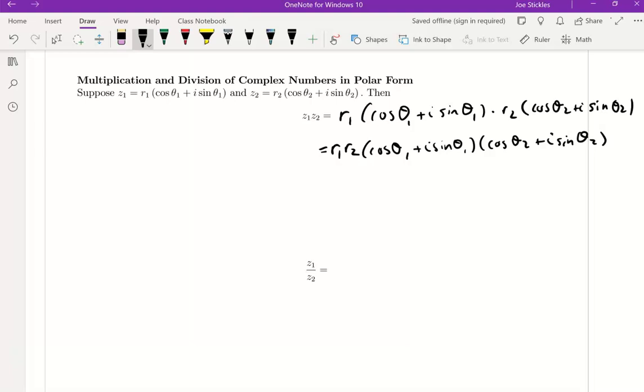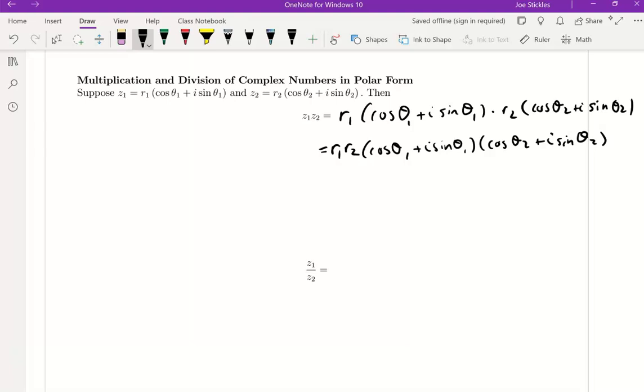Nothing special there, right? I can multiply in whatever order I want, so I just rearranged it. Before we do the next part, notice that part of multiplying your complex numbers together is multiplying the moduli together, multiplying your R1 and your R2 together. That's kind of fun. Okay. Let's look at this part.